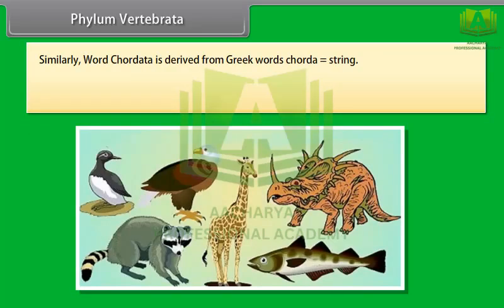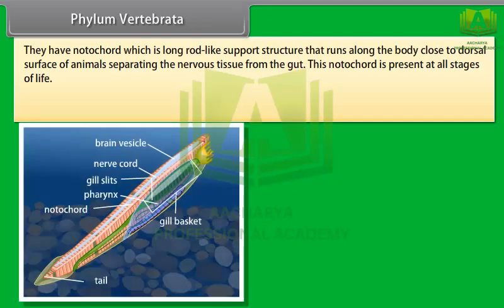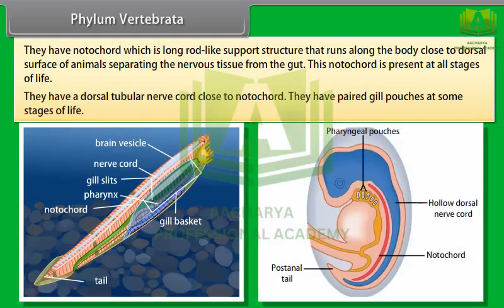Phylum Vertebrata. Similarly, the word chordata is derived from the Greek word chorda, which is string. The animals are bilaterally symmetrical, triploblastic, coelomic, and segmented with complex differentiation of body tissues and organs. They have a notochord, which is a long rod-like support structure that runs along the body close to the dorsal surface of animals, separating the nervous tissue from the gut. This notochord is present at all stages of life. They have a dorsal tubular nerve cord close to the notochord.